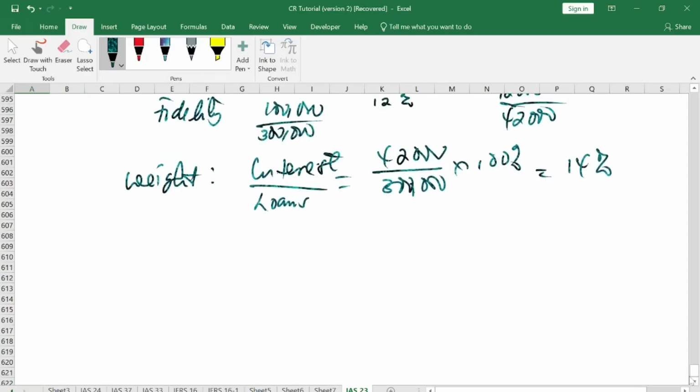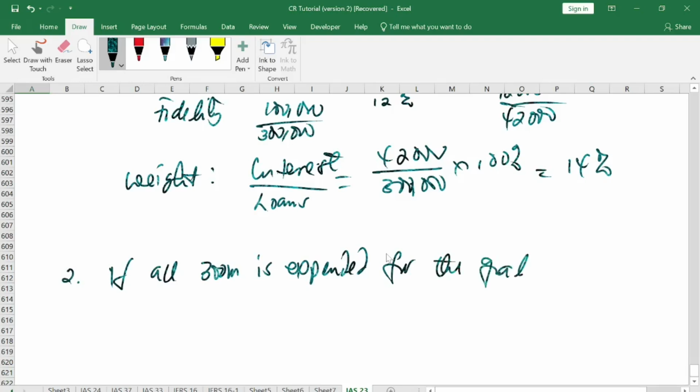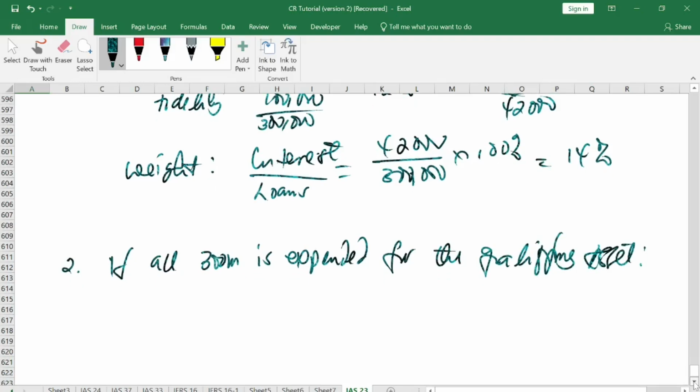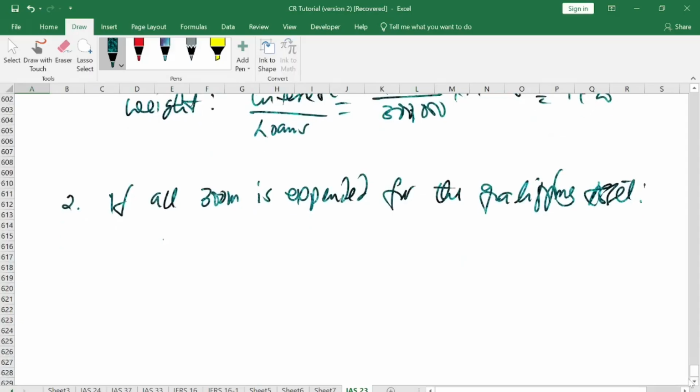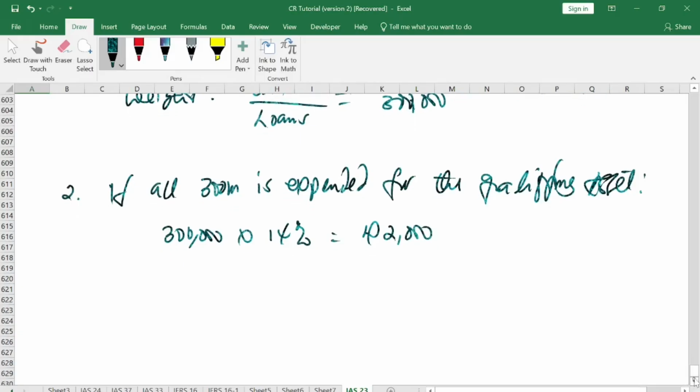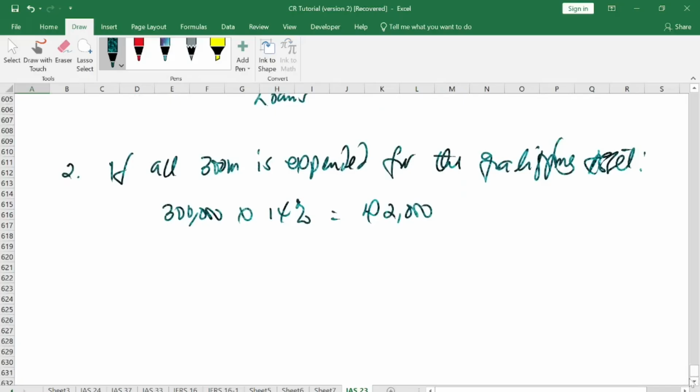So when you are done, how much? So if all 300 million is expended for the qualifying asset, then the interest to be calculated on this one will be 300,000 times 14%. What do we have? That gives you 42,000 interest to be capitalized. This is what you call general borrowing cost.